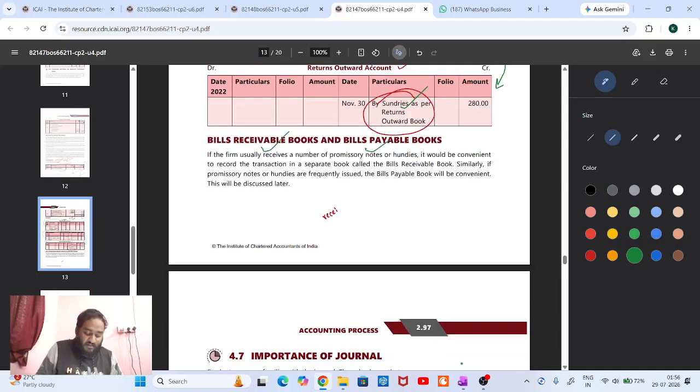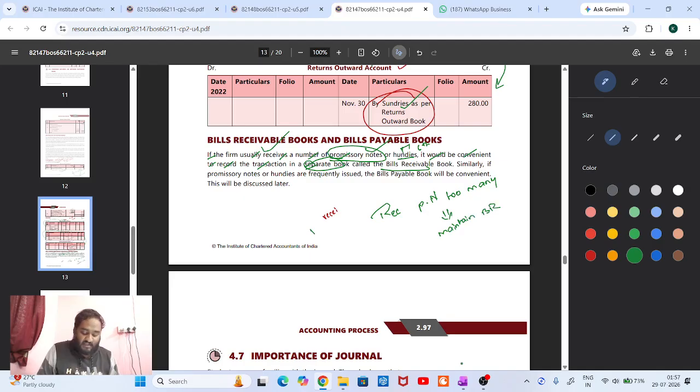And then there are bills receivable, bills payable. This is a very small concept. If the firm usually receives a number of promissory notes, what do you mean by promissory notes, sir? We'll talk about this in the sixth chapter, which is almost near the climax. It would be convenient to record the transactions in a separate book called the bills receivable book. Basically, if we receive too many promissory notes, just maintain a book.